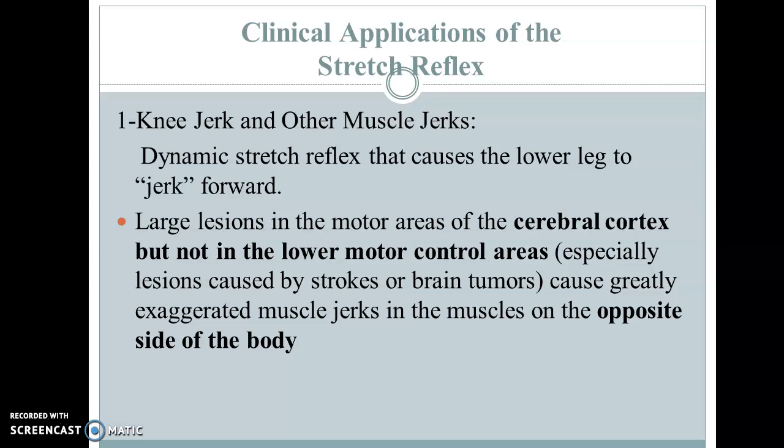Here the example of the knee jerk is given. Suppose on the knee there is a patellar tendon, and you hit the patellar tendon with a hammer. This causes stretching, and as it is rapid, it will give you a dynamic stretch reflex, and that will cause a forward movement of the lower leg. So this is what normally happens. Now why is it important clinically? If there are large lesions in the motor areas of the cortex but not in the lower motor control areas, that causes greatly exaggerated muscle jerks, and that too in the muscles on the opposite side of the body.